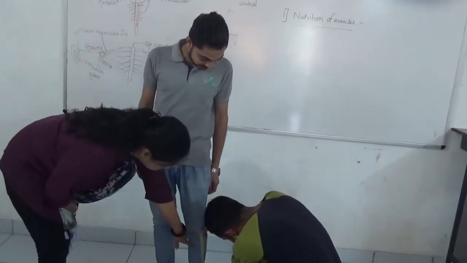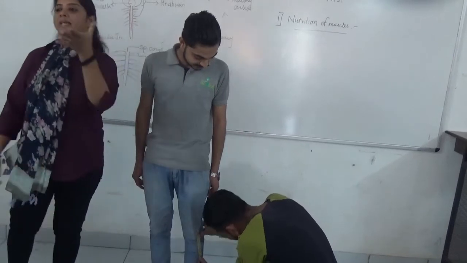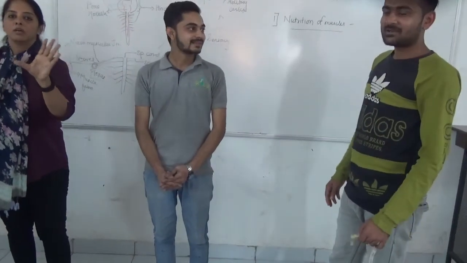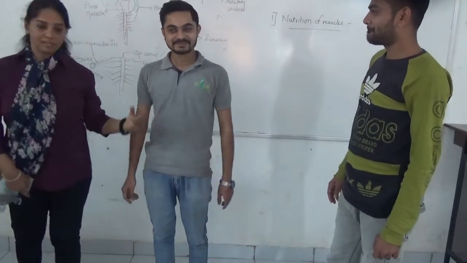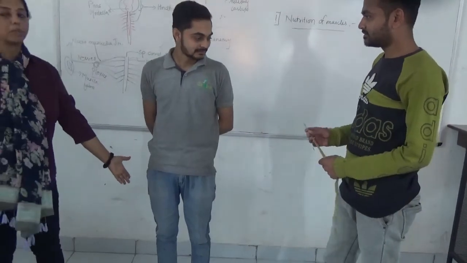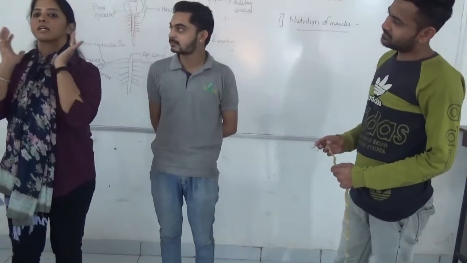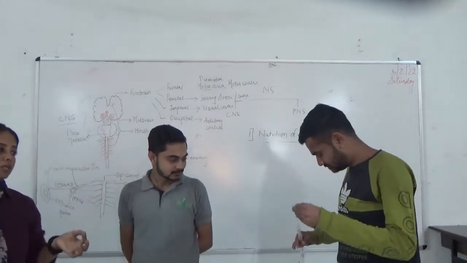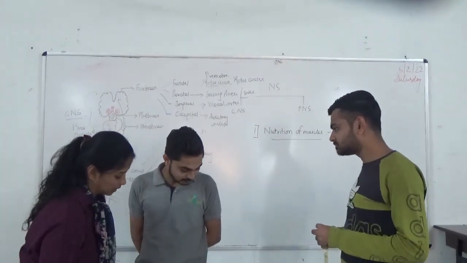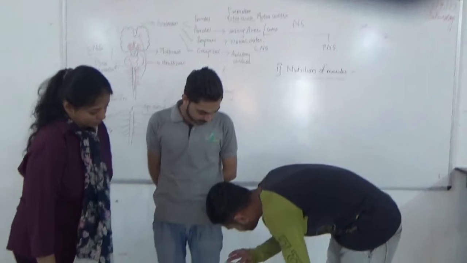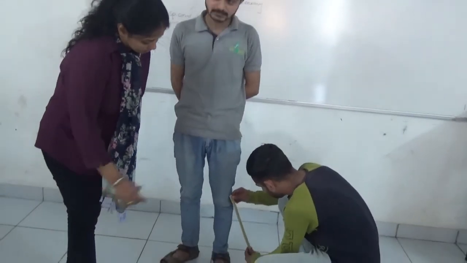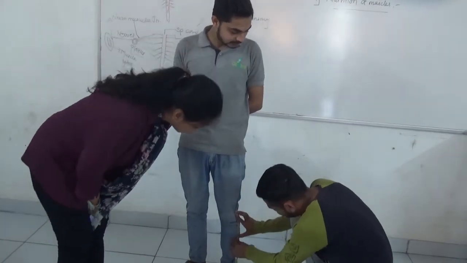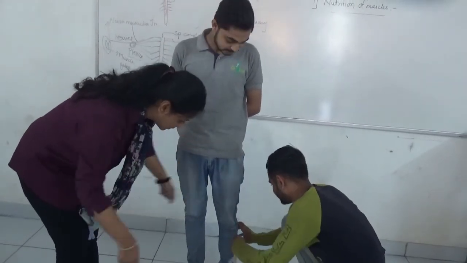Take its midpoint, where the muscle is at maximum circumference. You have to expose the muscle properly, and then take the circumference where the muscle is fully developed. Now you mark it. Take the midpoint and take the circumference.